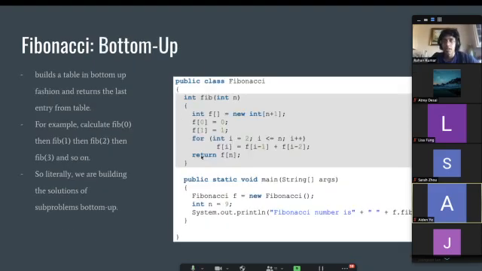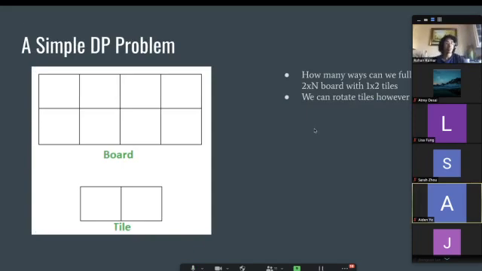Okay, and then the other option is you just start from the bottom, you set your base cases, and then you just build it up from there. Okay, so now let's think of a little bit more, like, less typical problem.